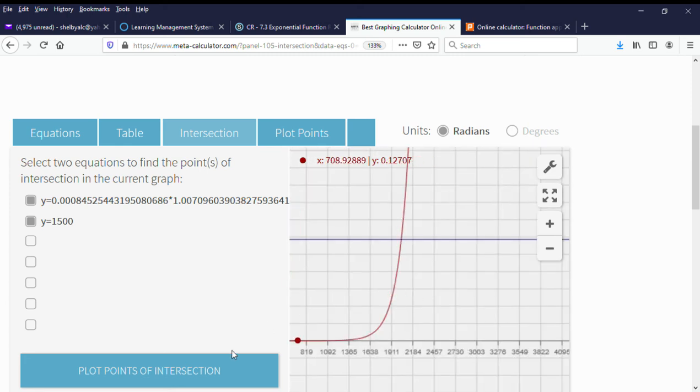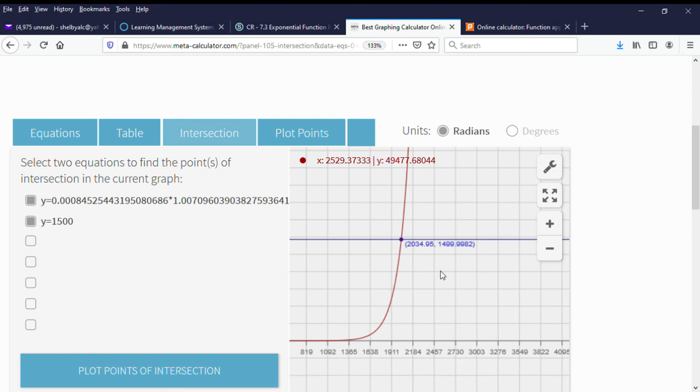Let's plot that point again. Now this is pretty close. I know it's not exactly 1,500, but it's really close. So what we could say is in 2034, almost 2035, it'll be 1.5 million, or at the end of 2034 would be what we could say.